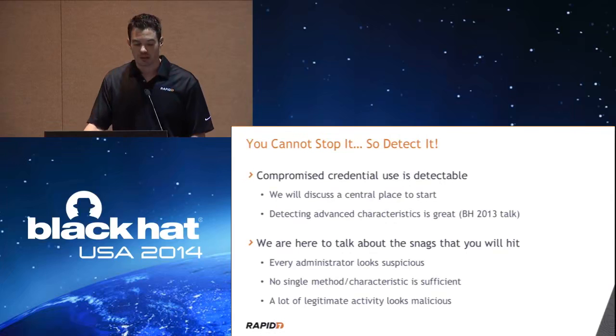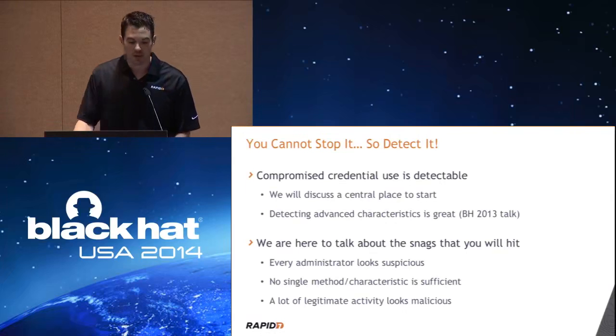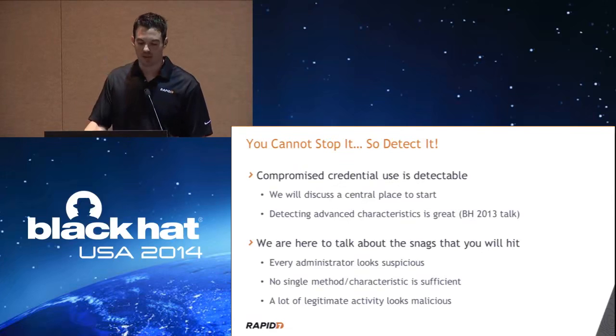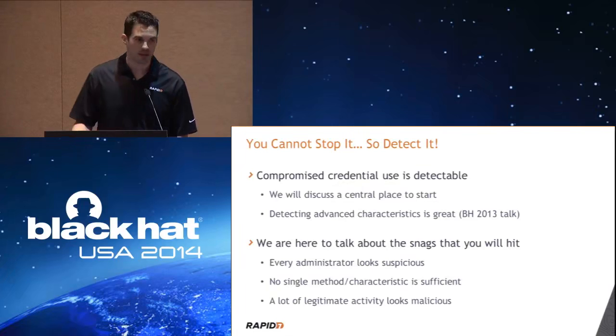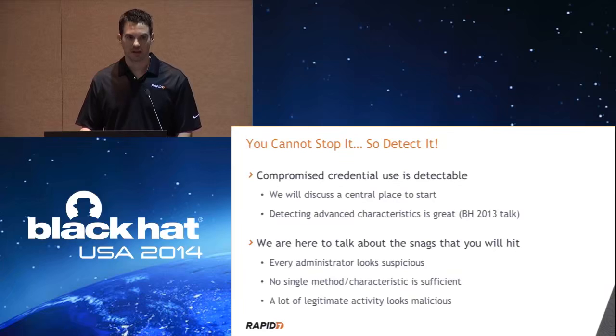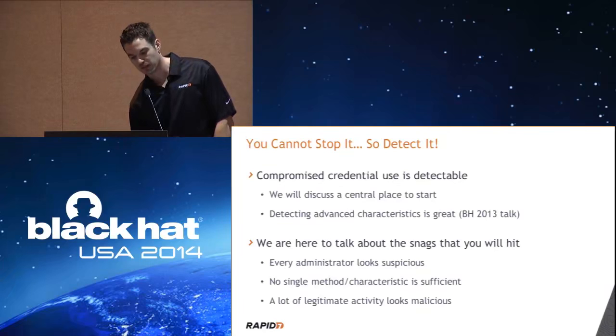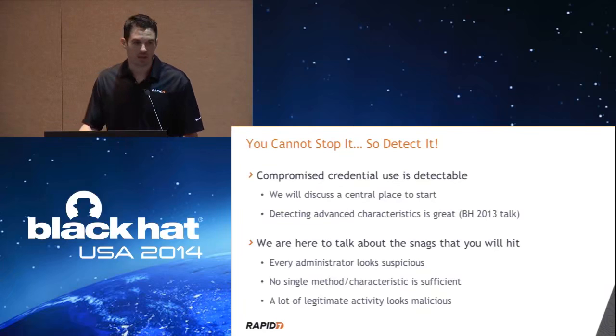And so, along those lines, how to detect it. It is detectable, in various ways, for various types of use. Pass the hash is an example, someone just using a clear text password from a different system, who knows? But we'll talk about a central place where we started, where most people start. And then last year there was a great talk on passing the hash, and at the end they went through a few ways that they were finding the characteristics on the box, showing what they did. So we built off of that, and that was very useful. But we also ran into a lot of snags.